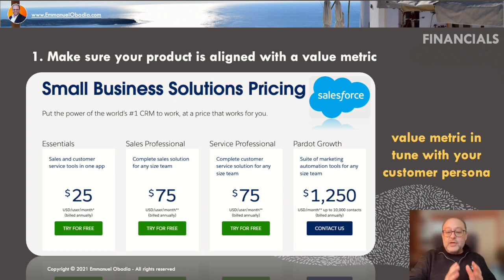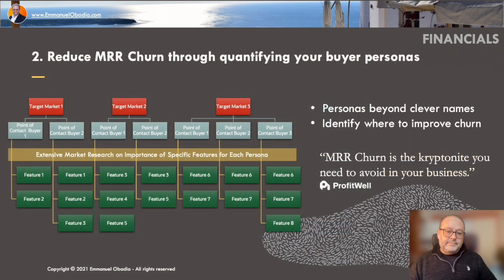By aligning your product with a value metric, you ensure that the value you are offering is in tune with your customer persona and with each one of them. This in turn allows you to expand the amount of revenue your customers are committing to as their usage expands.